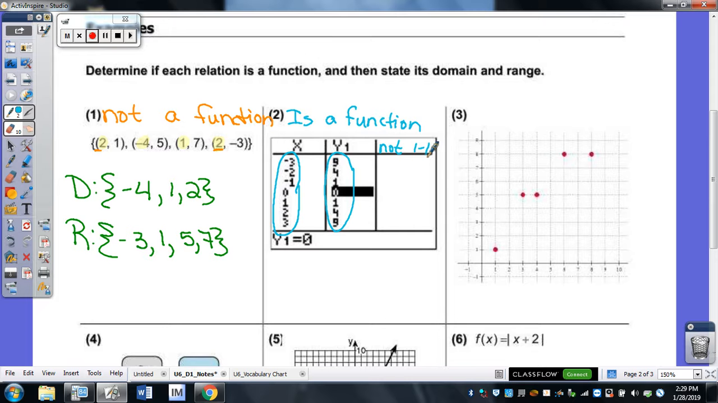And then onto means it uses every single range value. Well, based on our table, the only range values we have are 9, 4, 1, and 0, so it uses all of them. So this one would be onto. It uses all of its range.